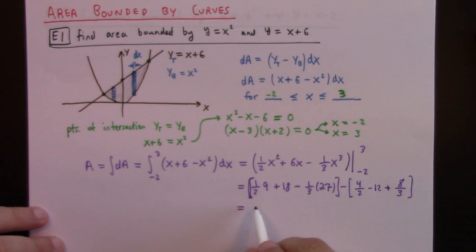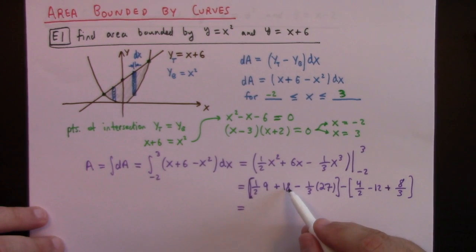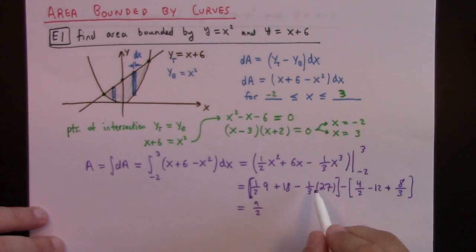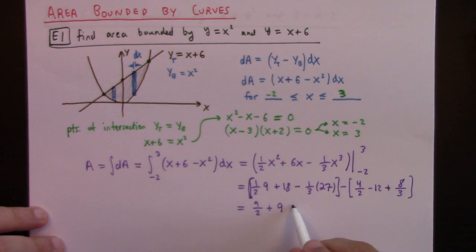All right, so that is, what is that? This is 9, so that's 9 over 2 plus 18 minus 9 is plus 9. Let's see here, that's 2. 2 minus 12 is minus 10, so plus 10 minus 8/3.